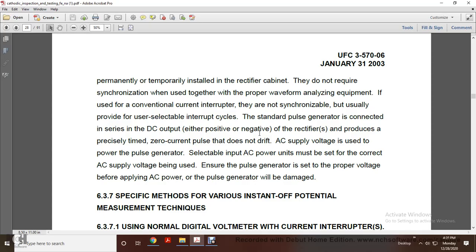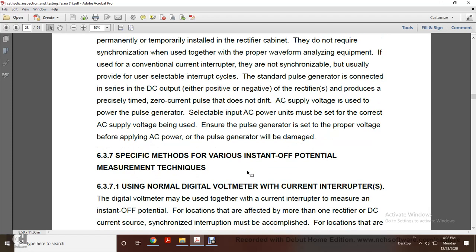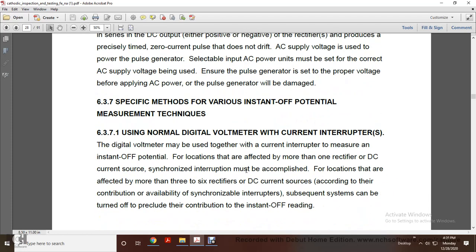Zero current pulse does not drive the AC supply voltage with the power pulse generator. The selectable AC power units must be set for the correct AC supply voltage being used to ensure the pulse generator operates properly. If the voltage provided is incorrect, the AC power to the pulse generator will be damaged.